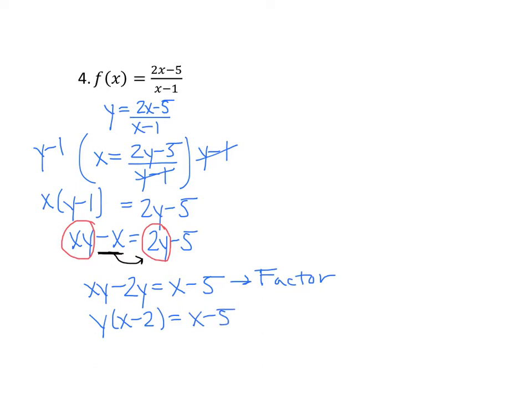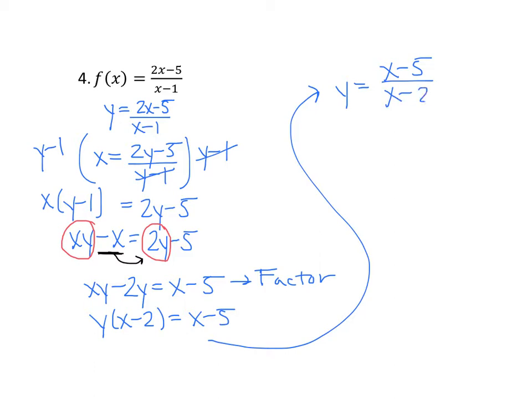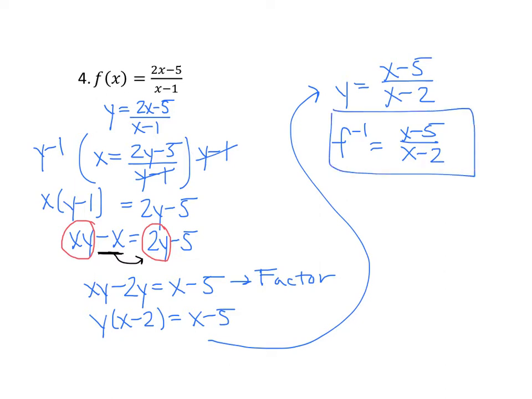Now to get y by itself, I'm going to go up here so I have more room. Now to get y by itself, I'm just going to divide by x minus 2. So I get y equals x minus 5 over x minus 2. Again, once we get y equals, that's my answer, so I'm going to change it to the inverse. The inverse equals x minus 5 over x minus 2. So that's my final answer. By far, this is probably the hardest one that you'll have to worry about.